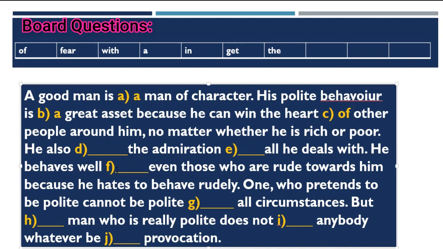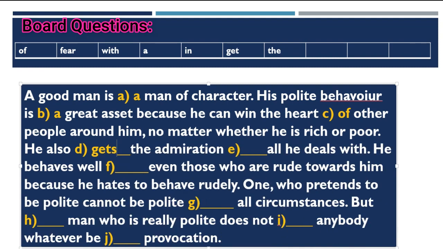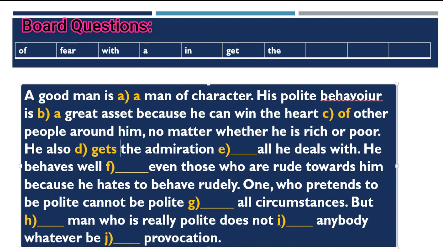Then he also dash the admiration and dash all he deals with. He also dash the admiration. Here the verb is missing in the sentence, so we have to use a verb. He also gets the admiration dash all he deals with. Here of is appropriate. The admiration of all he deals with.